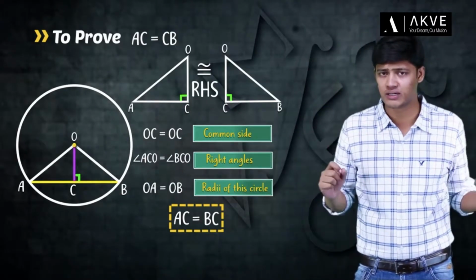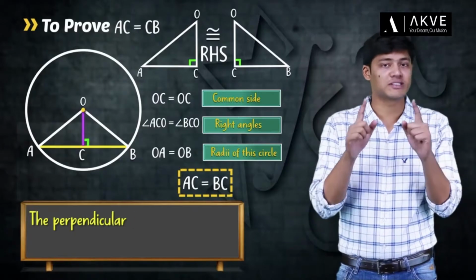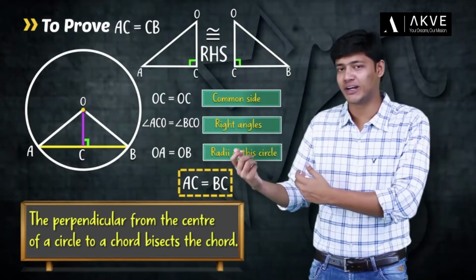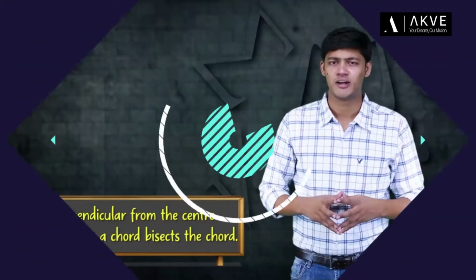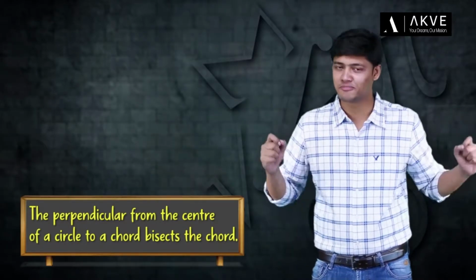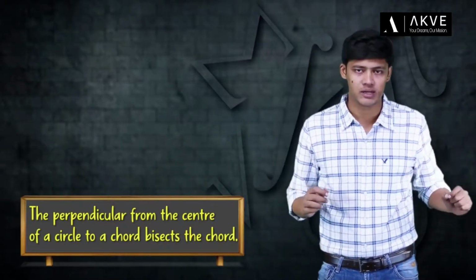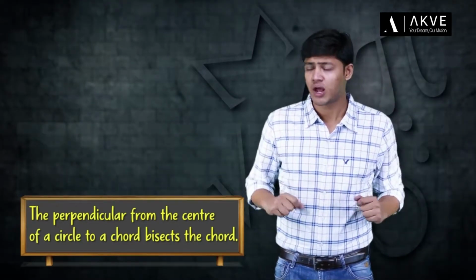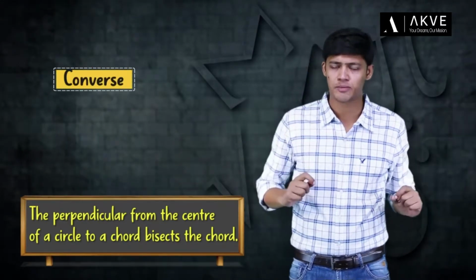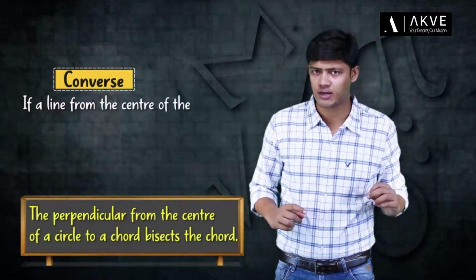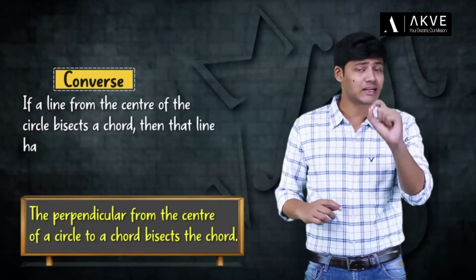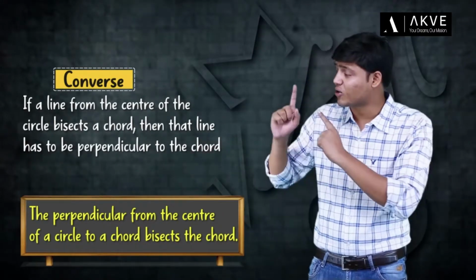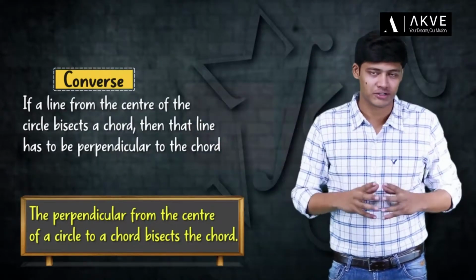So, what we proved here is that the perpendicular from the center of a circle bisects the chord. Since we proved it, this is a theorem now. What's our next job as soon as we prove a theorem? Yes, we have to check whether the converse of this theorem is true as well or not. Now, the converse statement of this theorem is, if a line from the center of the circle bisects a chord, then that line has to be perpendicular to the chord. Now, let's check whether the converse of this theorem is true or not.